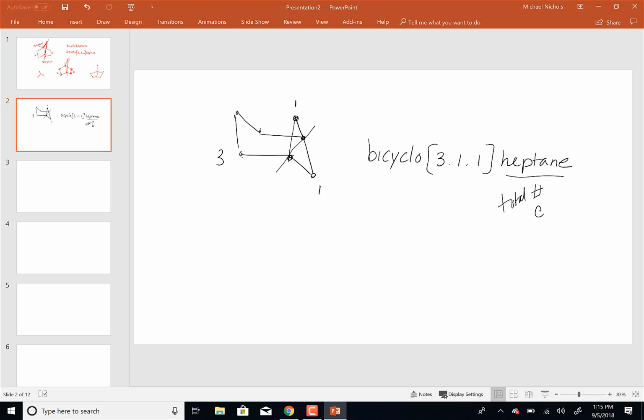So the ones and the ones basically make a triangle, but they're not really a full triangle because there's not a bond between those 2 carbons. There's only the bond between those 2.